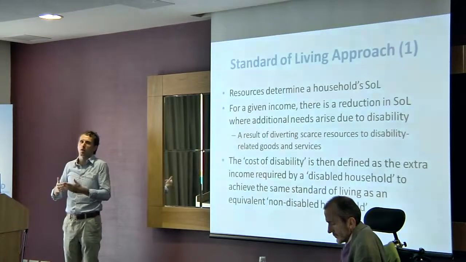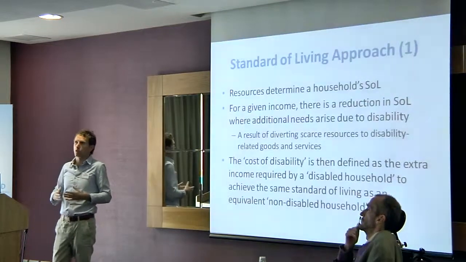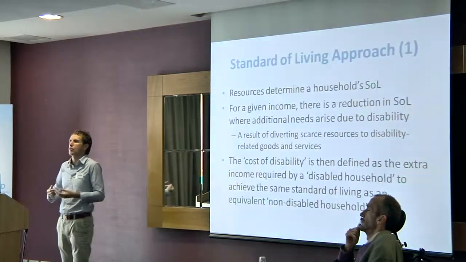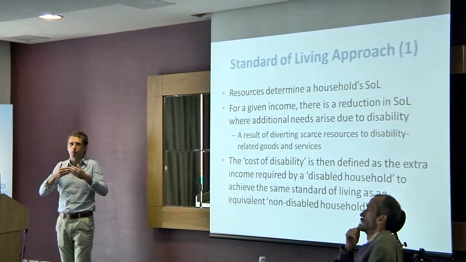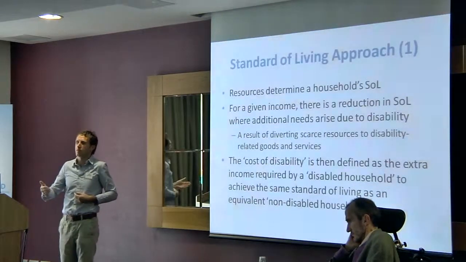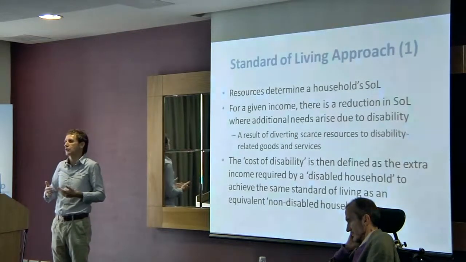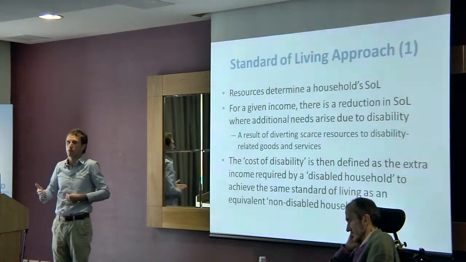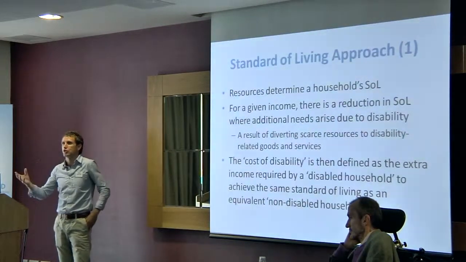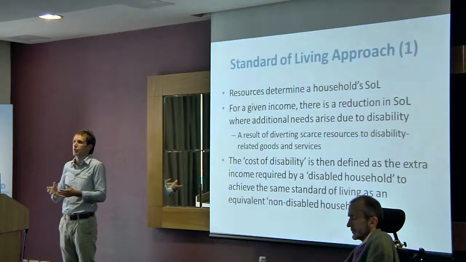It basically starts off with a pretty simple underlying assumption, which is that the resources of a household, any household, and specifically the income of that household, will determine a household's standard of living. And that for some given level of income, there's going to be a reduction in the standard of living of a disabled household, where additional needs arise due to the presence of a disability within the household.